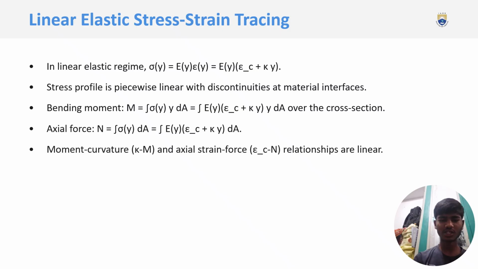Linear elastic stress-strain tracing. In the linear elastic region, sigma of y equal to E of y times epsilon of y equal to E of y times epsilon c plus k y. The stress profile is piecewise linear with a discontinuity at the material interface. Bending moment M equal to integral of sigma of y times y dA equal to integral of E of y times epsilon c plus k y times y dA over the cross section. Axial force N equal to integral of sigma of y dA equal to integral of E of y times epsilon c plus k y dA.